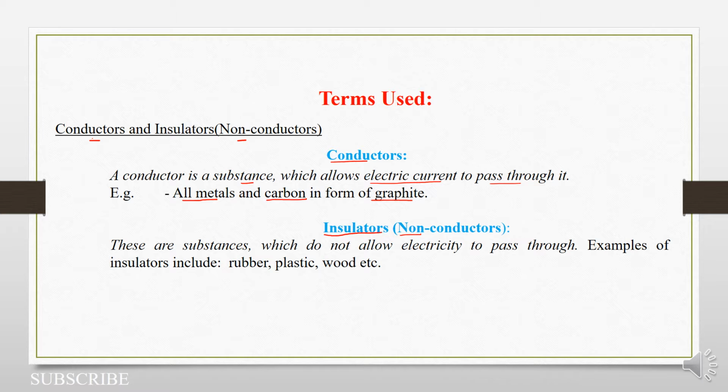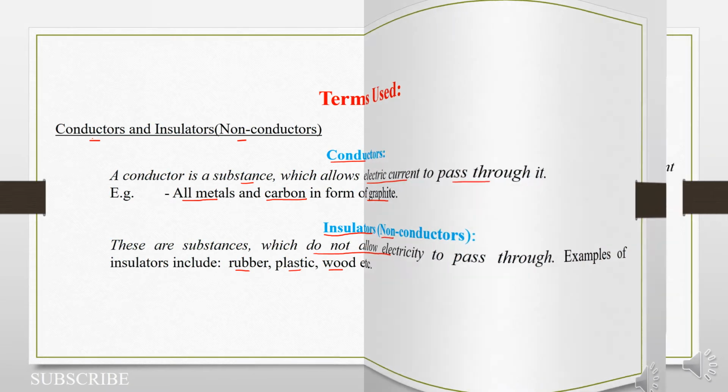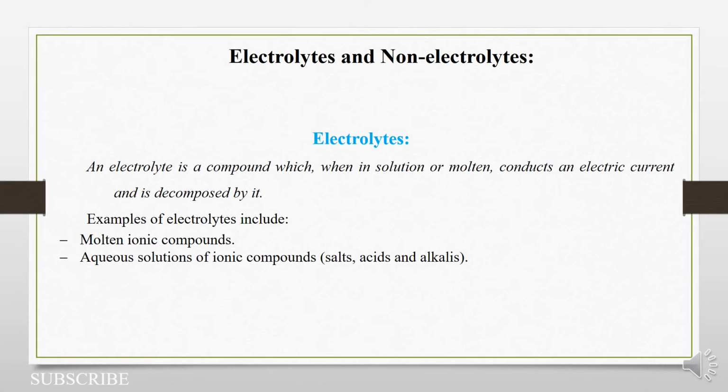insulators. So these are substances that do not allow electricity to pass through. Some examples can include rubber, plastic, wood, etc. So we shall get used to conductors and non-conductors as we proceed. The second term we are going to look at is electrolytes and non-electrolytes.